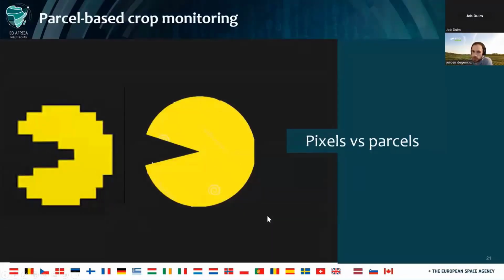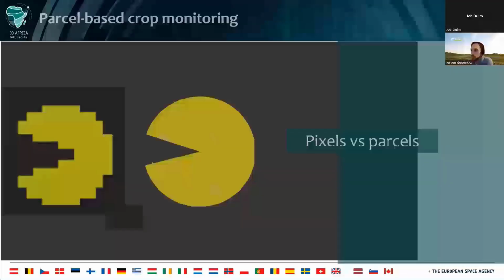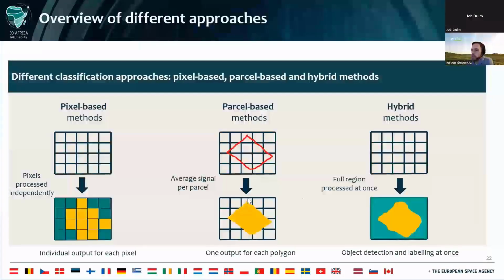Okay, before diving into the actual applications, quickly some words on the difference between a pixel-based approach and a parcel-based approach in crop monitoring. So very briefly, on the left-hand side, you typically see a pixel-based approach. So each pixel in the image is treated independently. And you use only the input or the data of one pixel to generate the output of that same pixel.